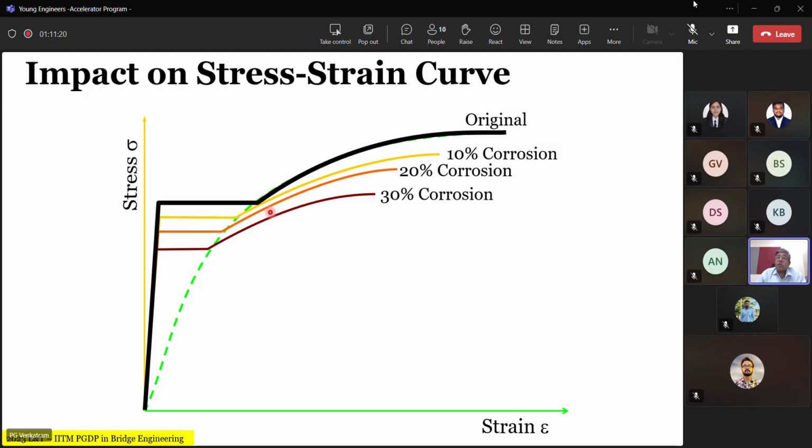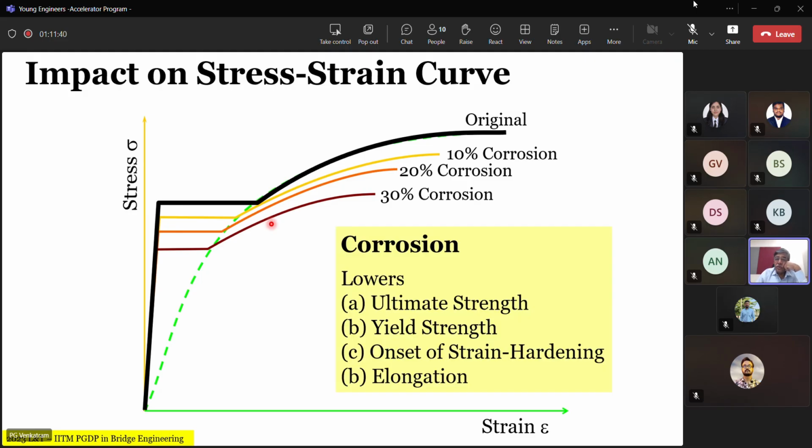So it affects the constitutive relationship, which is the stress strain curve for steel itself, massively as your corrosion rate increases. Therefore, whenever you're doing the residual life assessment, you have to be very careful in what kind of stress strain curve you're using, depending upon the extent of corrosion that you observe at site.